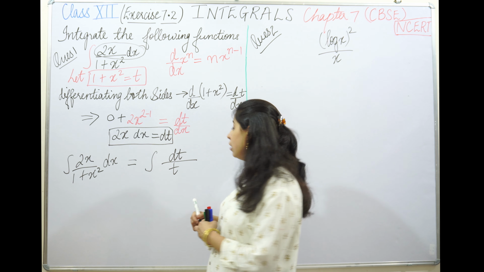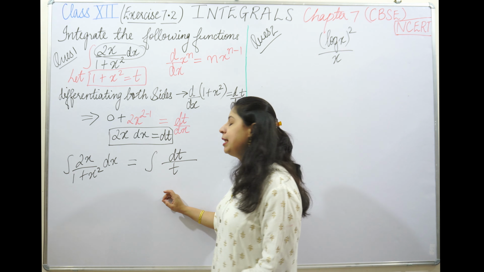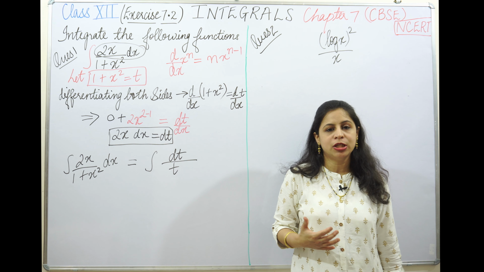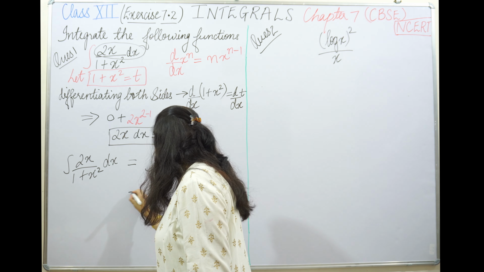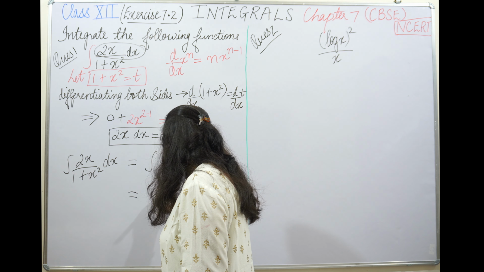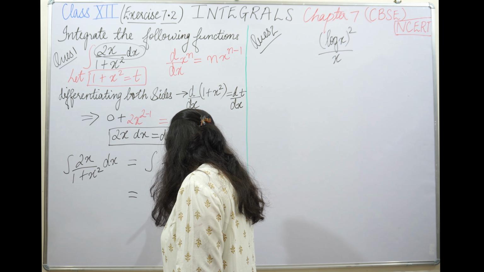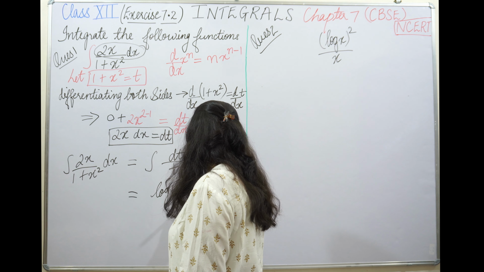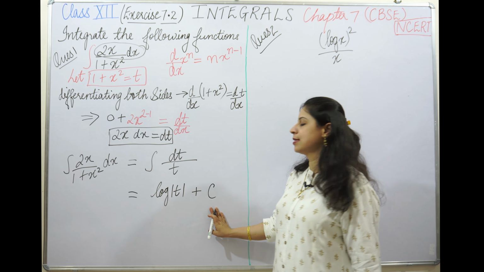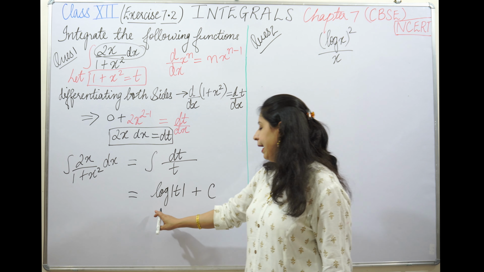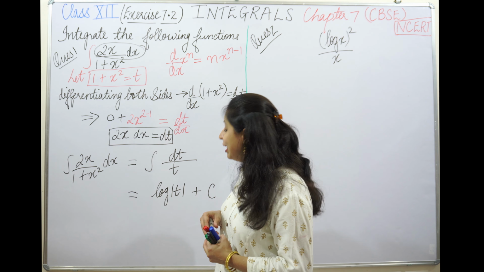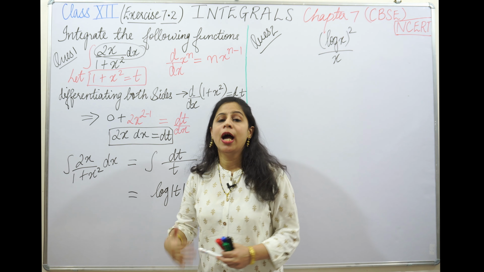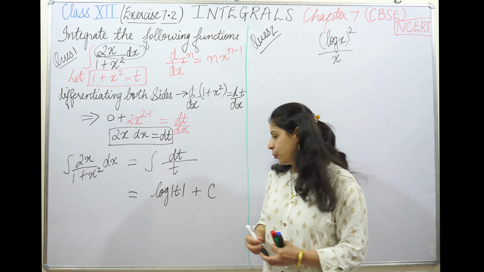Now when we integrate 1 upon t we always get log t. So the integration of 1 upon t will be log t plus c. C is the integration constant and log t is the answer. So in this manner we need to substitute and solve our problem.